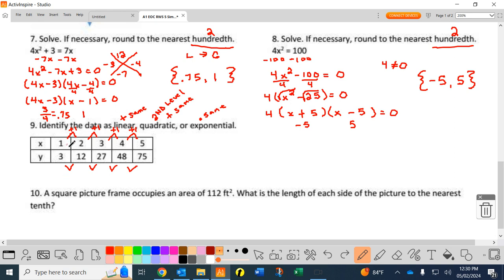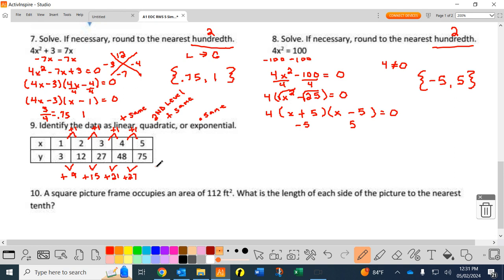Well, first of all, from here to here, you would have to add 9. From here to here, you would have to add 15. From here to here, you would have to add 21. And from here to here, you would have to add 27. So 9, 15, 21, 27. Nothing consistent in there. So let's check the second level.